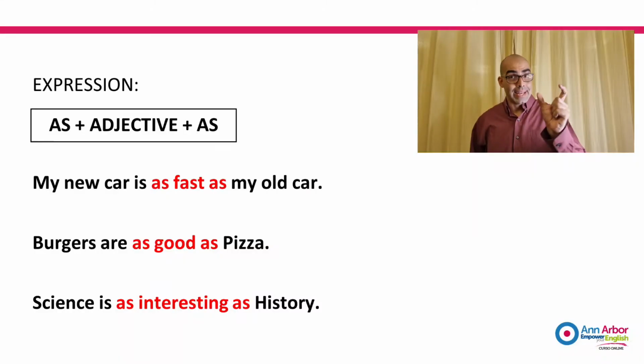Now, let's expand a little bit. There are other ways to compare two things. If we want to say two things are the same in terms of characteristics, we use the expression as plus adjective plus as again. There is no change to the adjective. My new car is as fast as my old car. Burgers are as good as pizza. Science is as interesting as history.